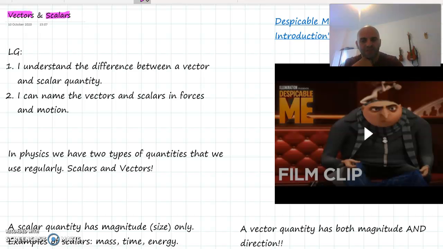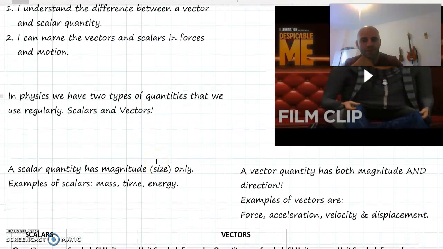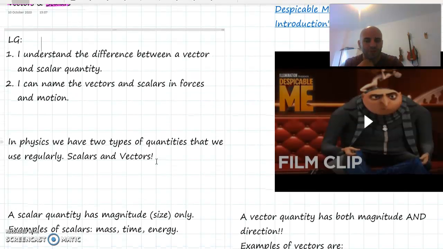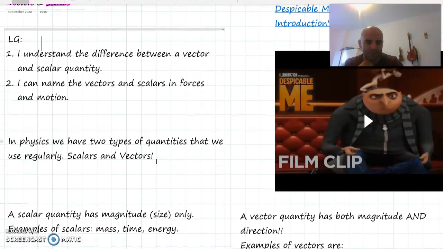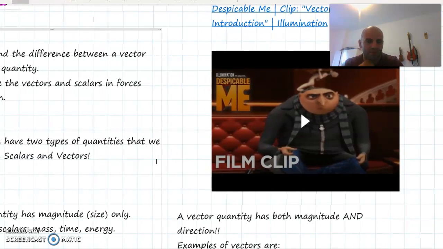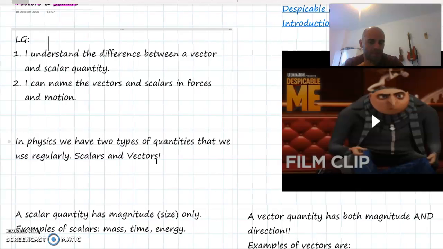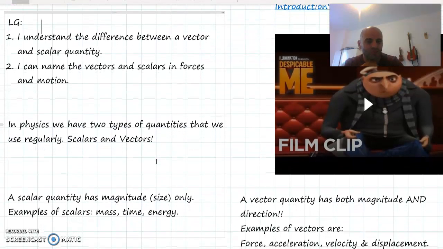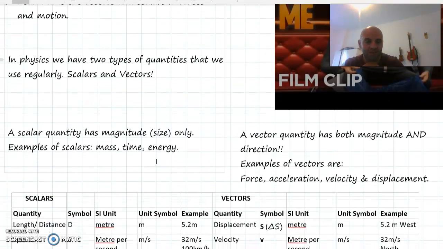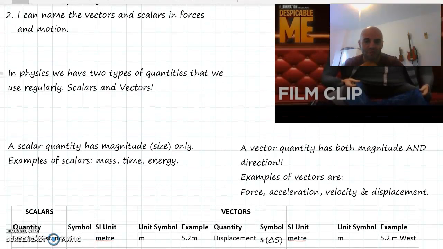Okay, so in physics we've got two main types of quantities that we will use very, very regularly. So it's important for us to understand the difference between them. We've got scalar quantities and we've got vector quantities. And I've got a nice little video here of Gru from the first Despicable Me movie. And of course, in that movie, the bad guy's name is Vector. Okay, so please have a look at that.